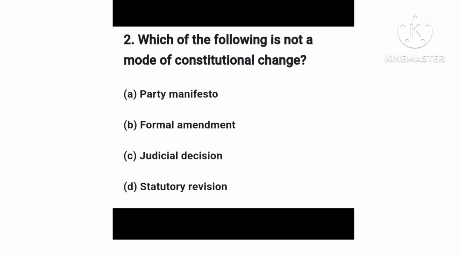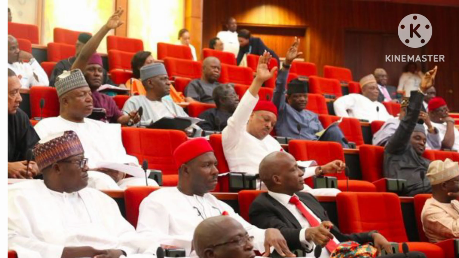Option D, statutory revision. Statutory revision refers to the process of reviewing, updating, and revising existing laws to ensure they remain relevant, effective, and aligned with current social needs and values. Statutory revision is that process of changing or amending some laws to make sure that they align with the current way of doing things.